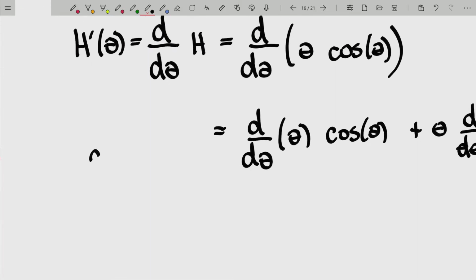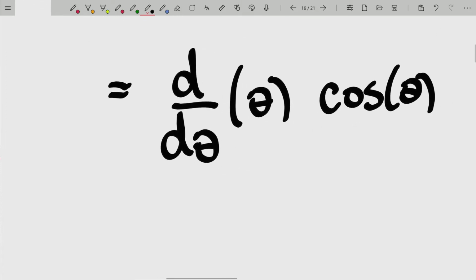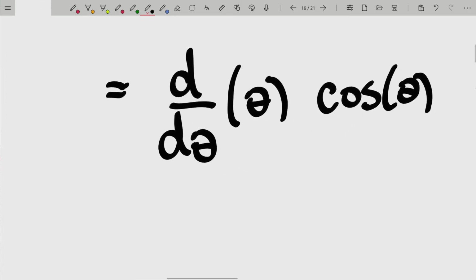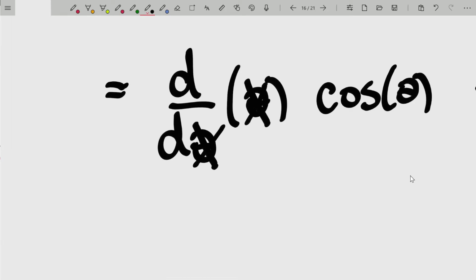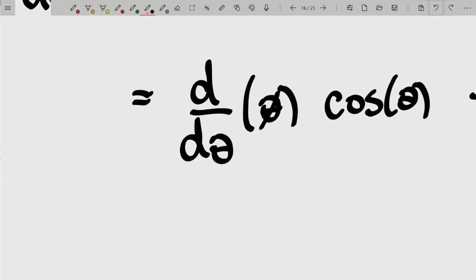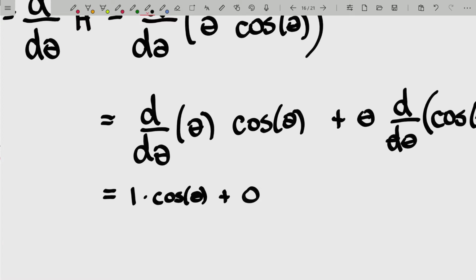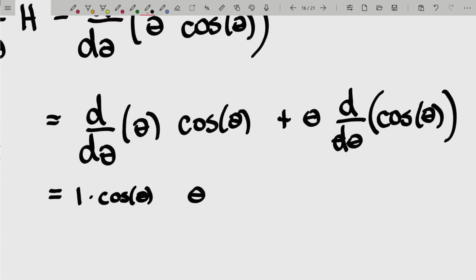It's like me saying, what is the derivative with respect to x of x? Well, we know the derivative of x is 1. But that's because we're taking the derivative of x with respect to x. So just be aware, you're taking the derivative of this function with respect to theta. And so it's sort of like this being an x and taking with respect to x. It's the same idea. So this would be 1 times the cosine of theta. Let's see, plus theta. And then the derivative of the cosine is a negative sine of theta.